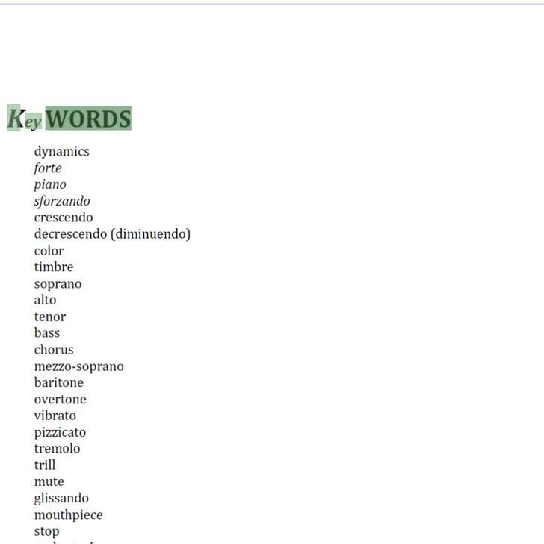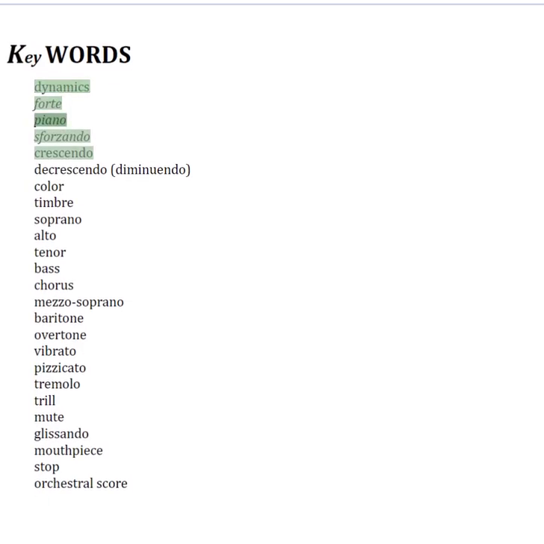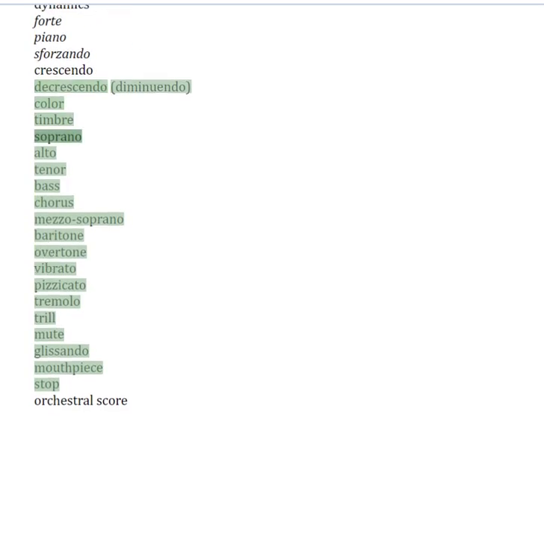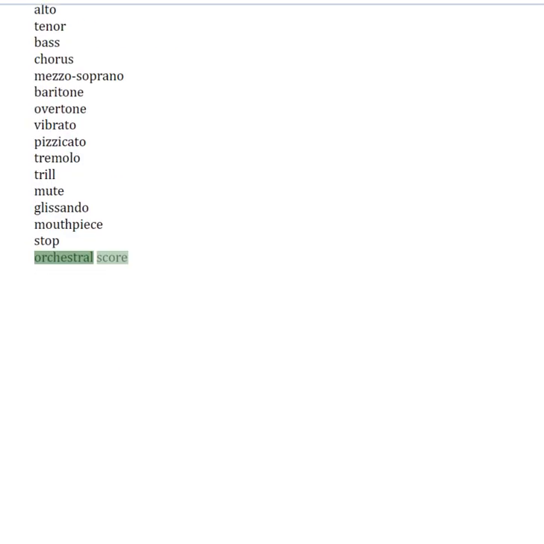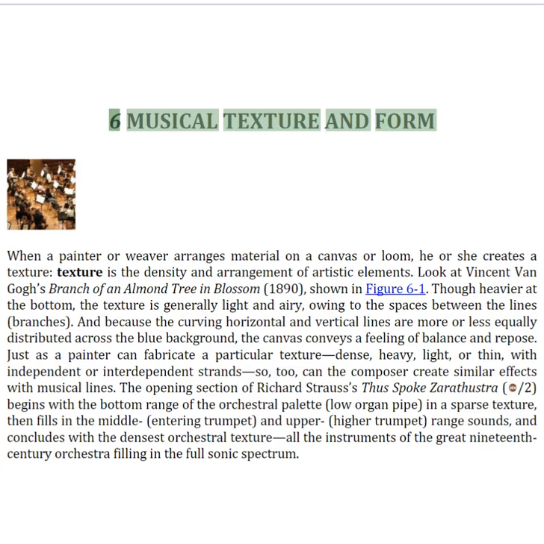Key words: dynamics, forte, piano, sforzando, crescendo, decrescendo, color, timbre, soprano, alto, tenor, bass, chorus, mezzo-soprano, baritone, overtone, vibrato, pizzicato, tremolo, trill, mute, glissando, mouthpiece, stop, orchestral score. Chapter 6. Musical texture and form.